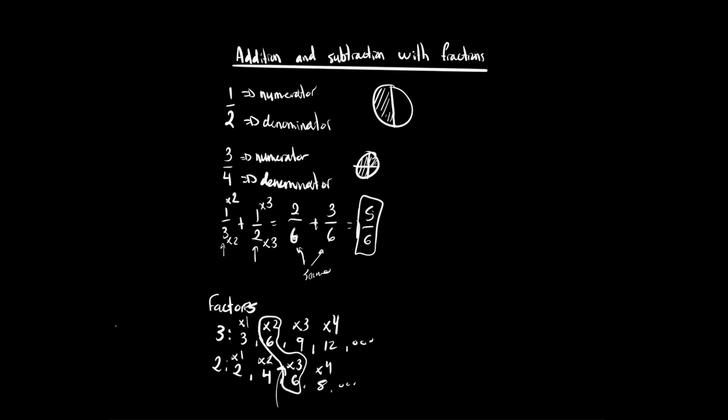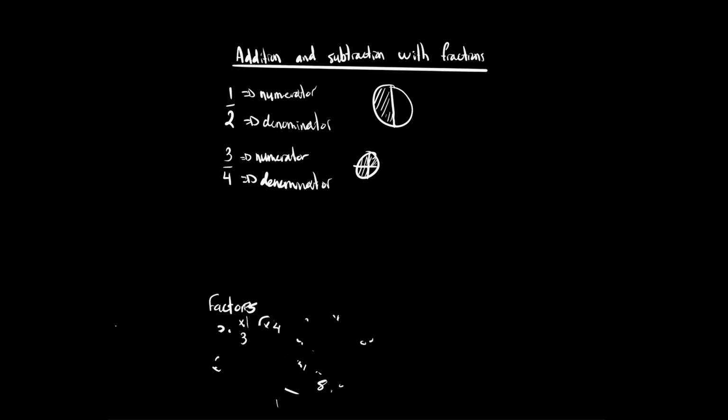Perfect. Now we'll do a subtraction one. Let me just erase these. Okay, we'll do 3/4 minus 1/6. So in this case, we do not have the same denominators, and we have a subtraction. So we're going to do the same process as before. We're going to find the factors for 4, we're going to find the factors for 6, and then we'll try to find the common factor between the two.